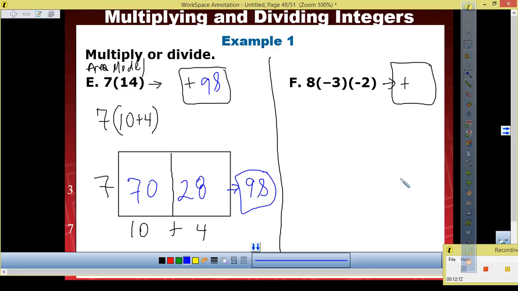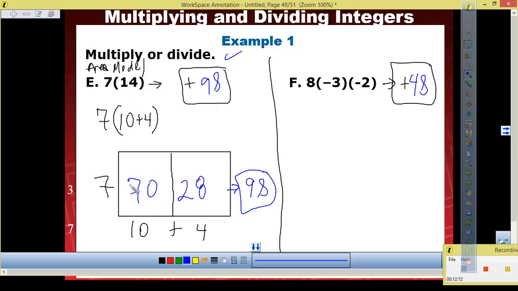Look at F. All we have to do is multiply the numbers. What is 8 times 3? 24 times 2. 48. Pretty straightforward? Okay, so right now we're going to practice more of these, like E, because I want us to make sure we get this area model.